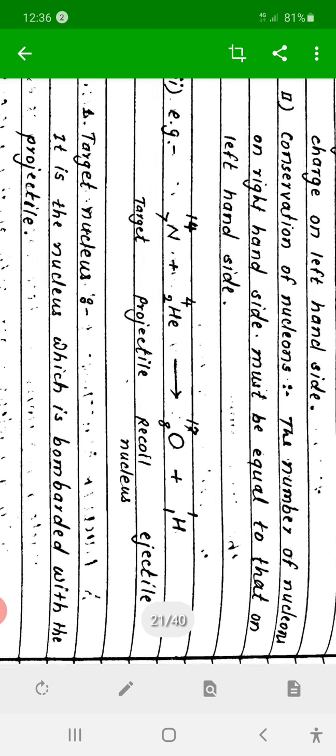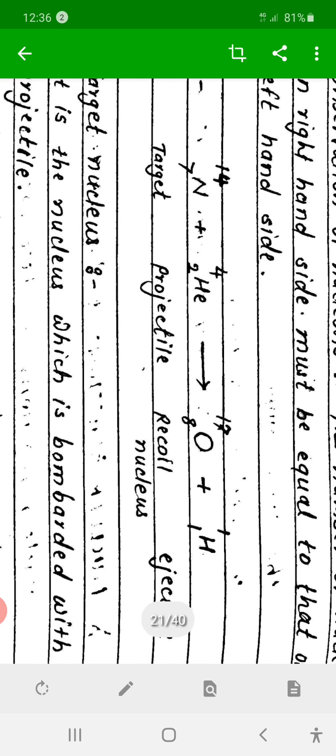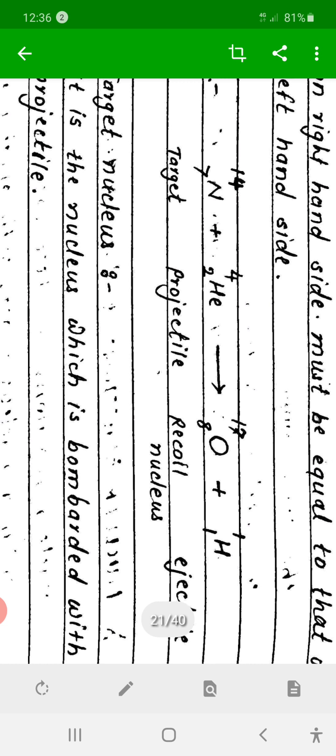See here, for example, by applying these 2 rules, a nuclear transmutation reaction is shown here. That is nitrogen 14, 7, which is one nucleus, bombarded with or reacting with another nucleus, helium 4, 2, as a projectile. That one is known as projectile. And that nitrogen, which is the substrate nucleus, is known as target. Target is bombarded with projectile.